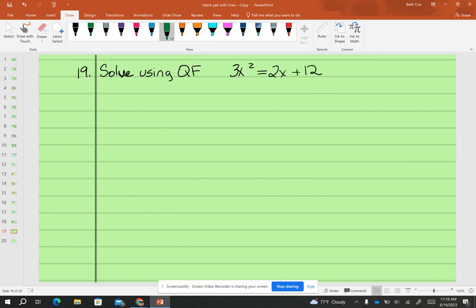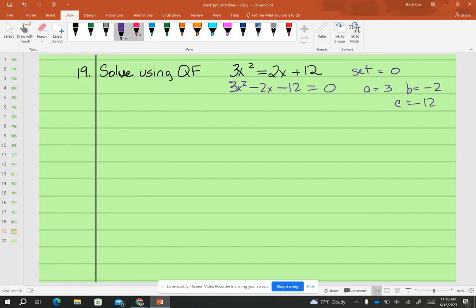That is the best way to memorize it. It makes life easier. First, we need to set it equal to 0. So 3x squared minus 2x minus 12 equals 0. Then we're going to determine our a, b, and c. A is 3, b is negative 2, c is negative 12.